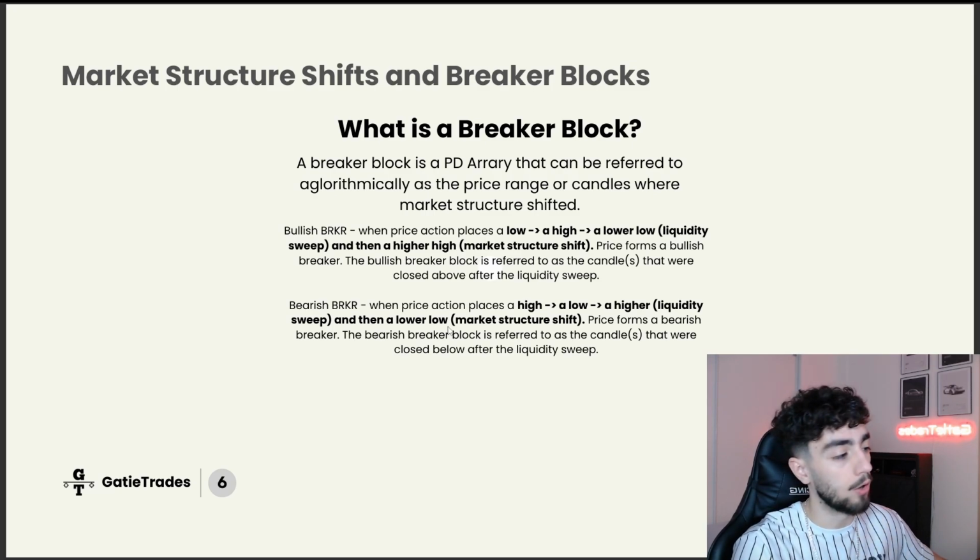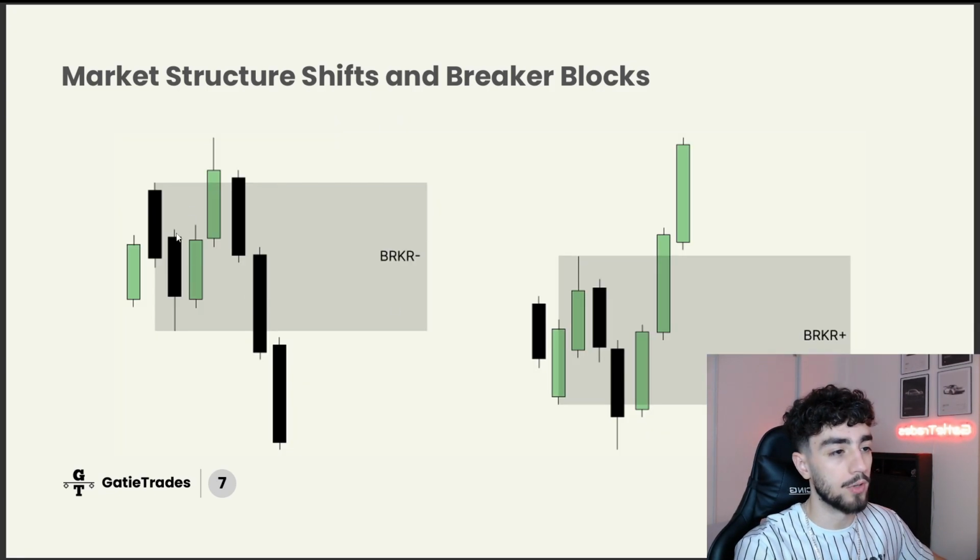So we close below that low. This is when price forms a bearish breaker. The bearish breaker block is referred to as the candle or candles in that price range that were closed below after liquidity was taken. So over here we have a high, a low, and then a higher high sweeping the liquidity above this high, and then we get closure below that low. Once we close below this low, your breaker block has now formed. We've shifted structure after liquidity has been taken.